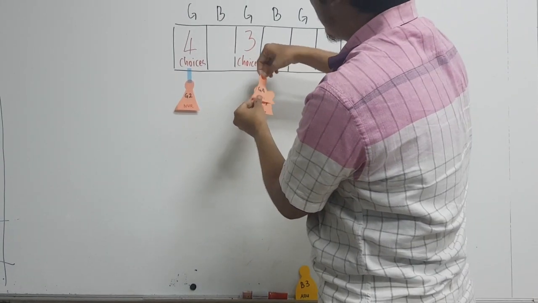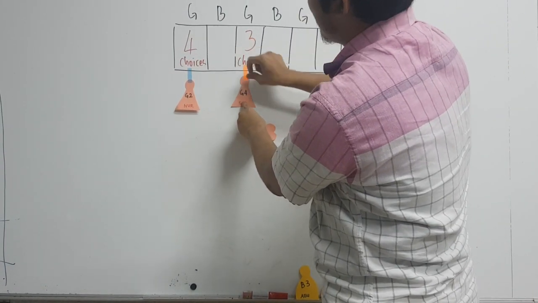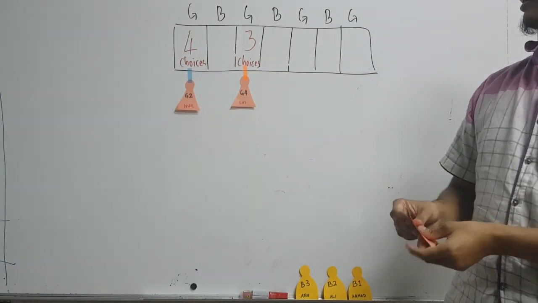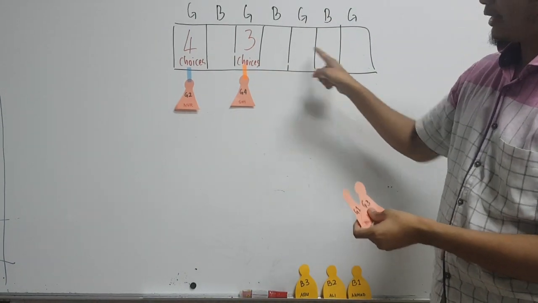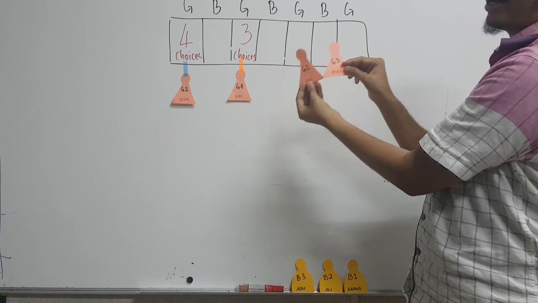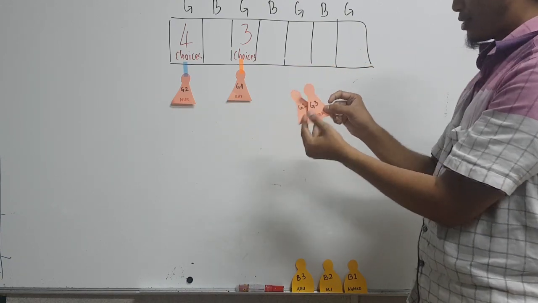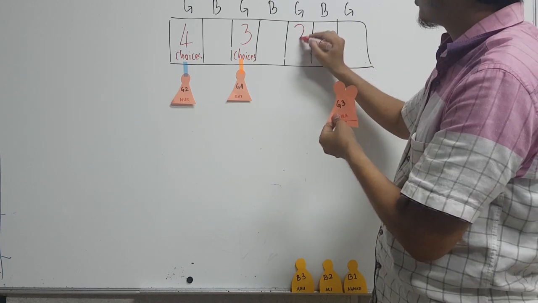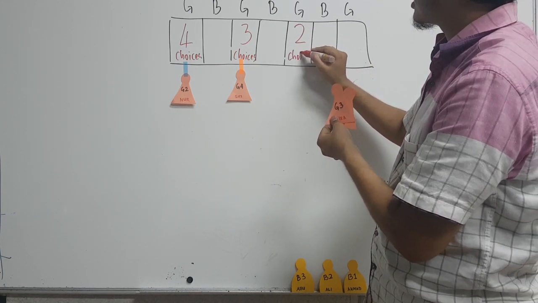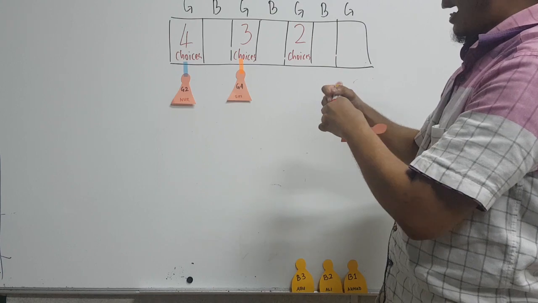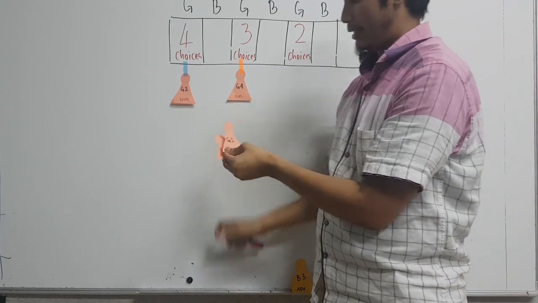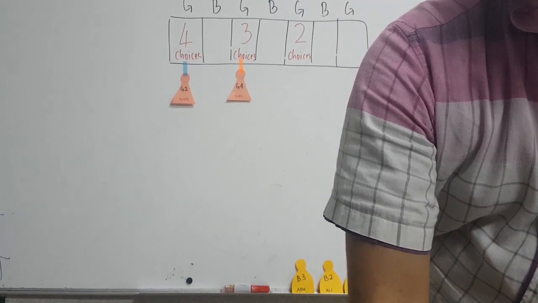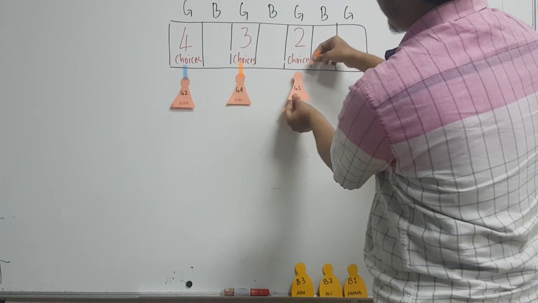Siti in the 3rd seat. Okay, now the 5th. Here we only have 2 more girls left to be chosen. Meaning that we only have 2 choices. Okay, either Merah or Ain. Okay, we pick Ain here.